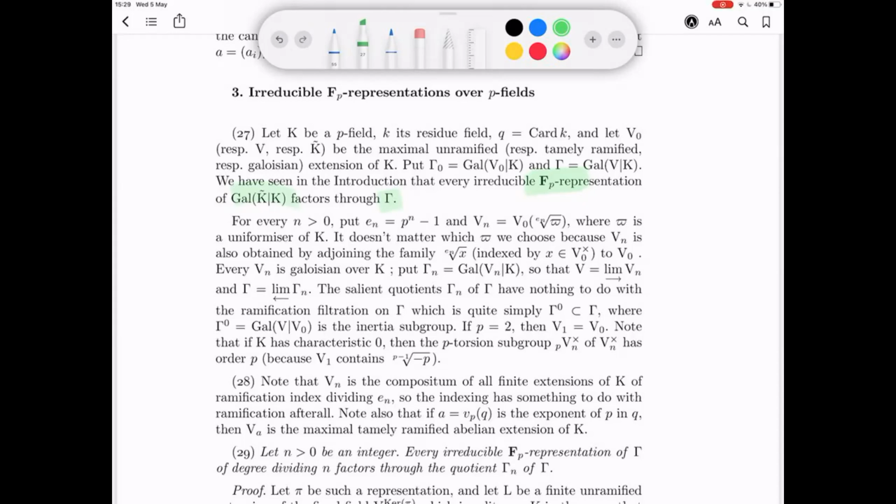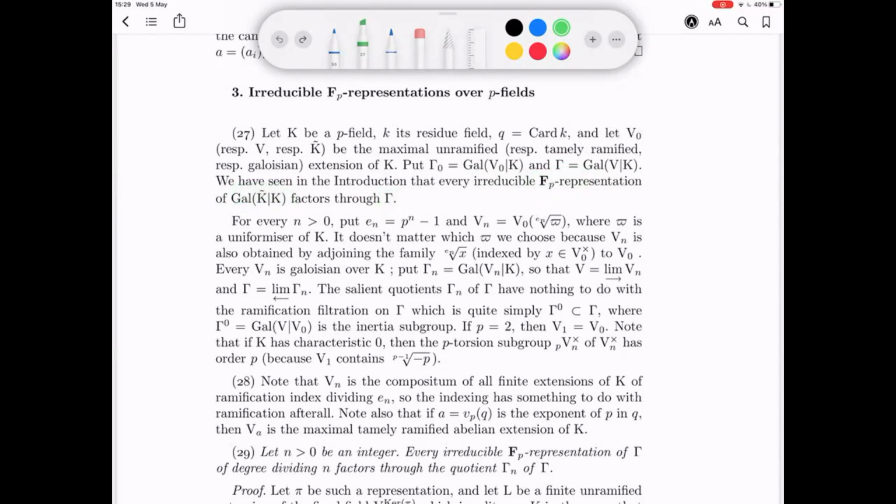So because of this circumstance, every irreducible representation of this Galois group will factor through gamma. So what I'm saying is not about local fields or anything. It's a purely algebraic fact.